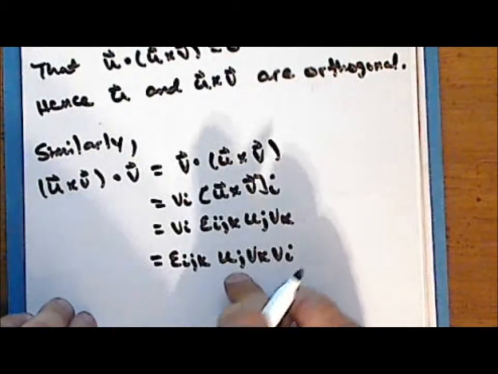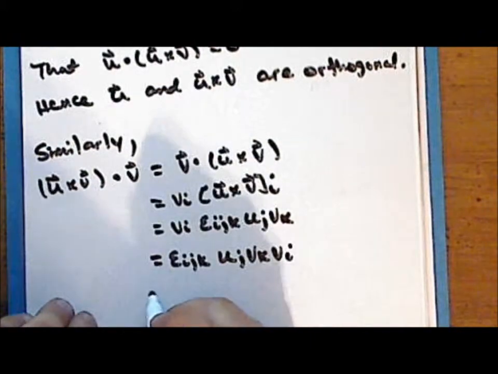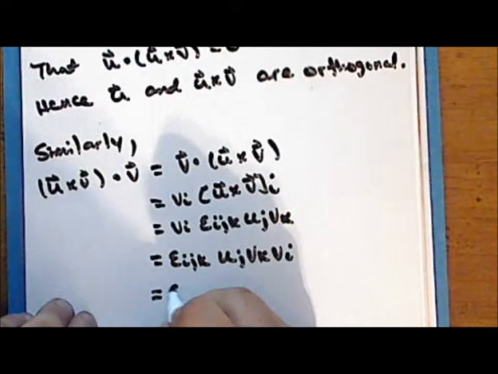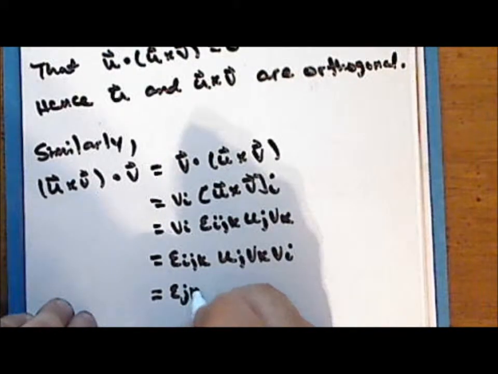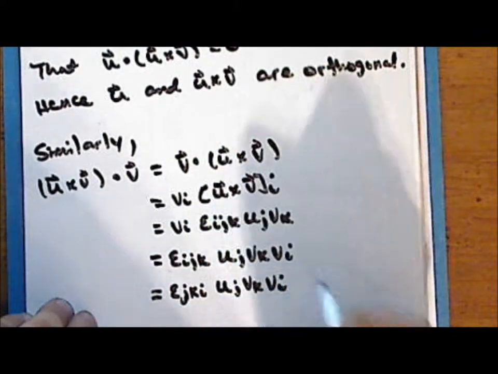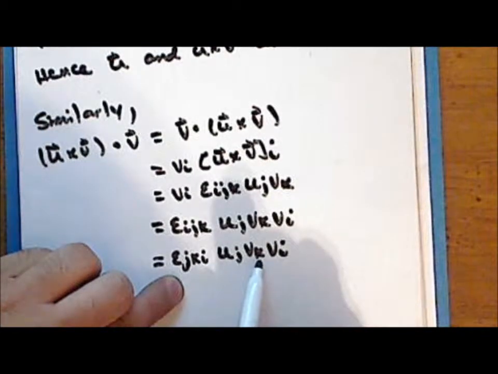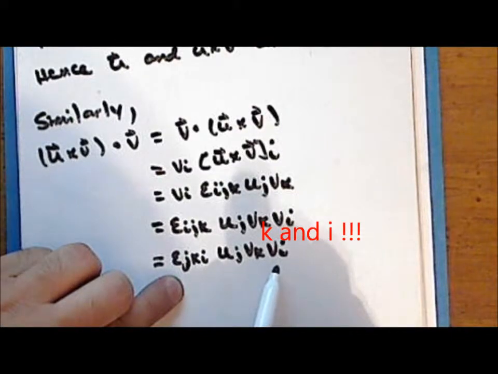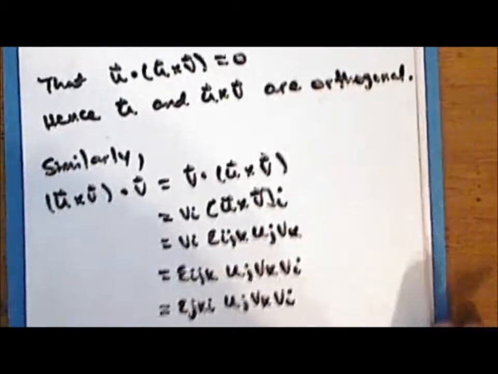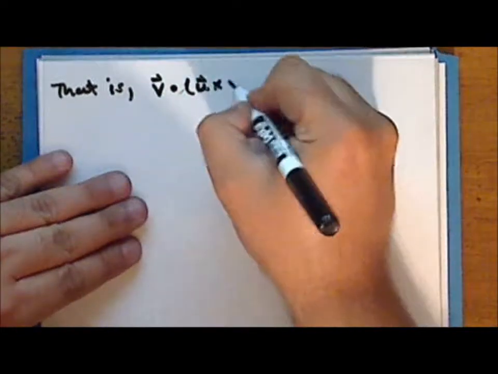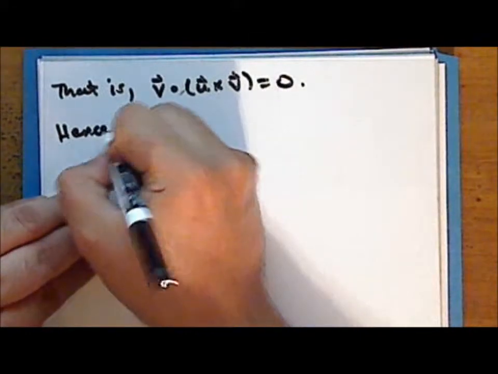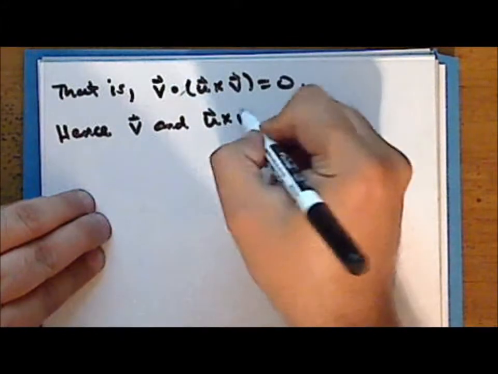Notice that the permutation j k i is an even permutation, or rather is the same as the permutation i j k, and so we have that this is equal to epsilon sub jki u sub j v sub k v sub i. And again, we can group these in pairs so that we can permute the indices k and j in a pair where one is even while the other is odd, and so this is 0. That is, the dot product of the vector v with u cross v is 0, and hence the vectors v and u cross v are orthogonal.